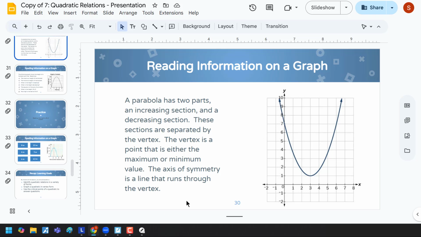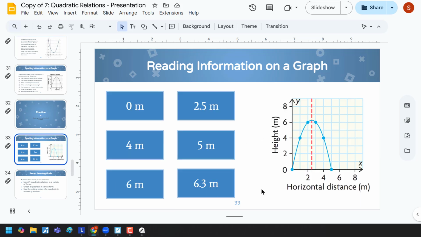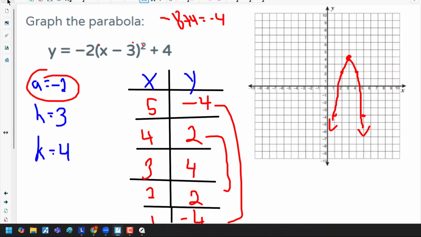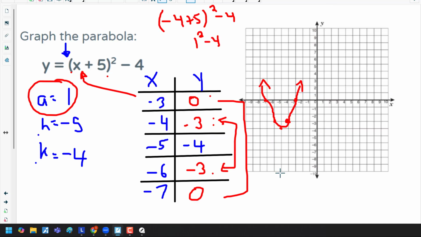Just something that you should know, the axis of symmetry, what it is, this dashed line that you see here, right? This dotted line. It's a line that goes through the vertex. That's it. It's just another point that you should know. So if I were to draw an axis of symmetry here, it would be this here. If I were to draw an axis of symmetry here, it would be this here. So it's just a line that goes through the vertex, exactly in the middle.